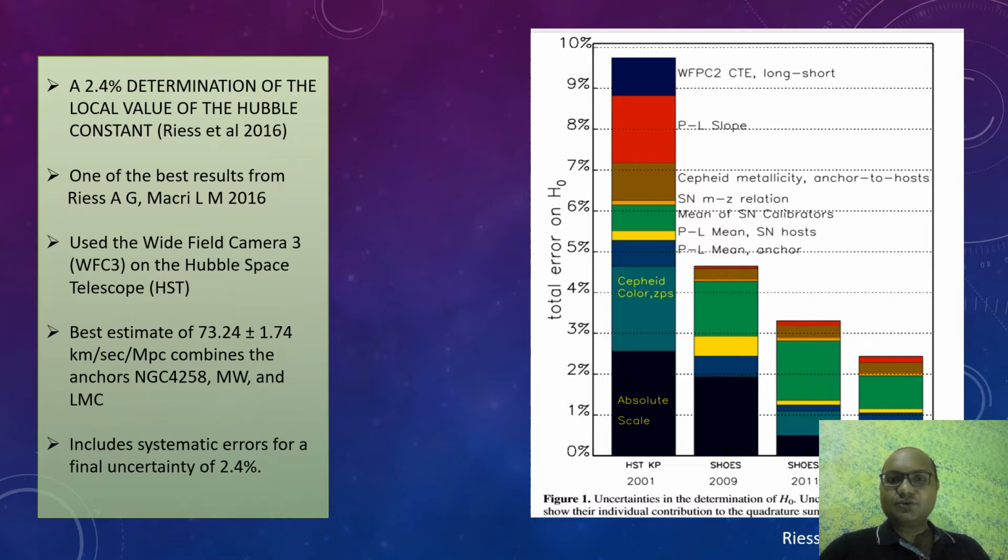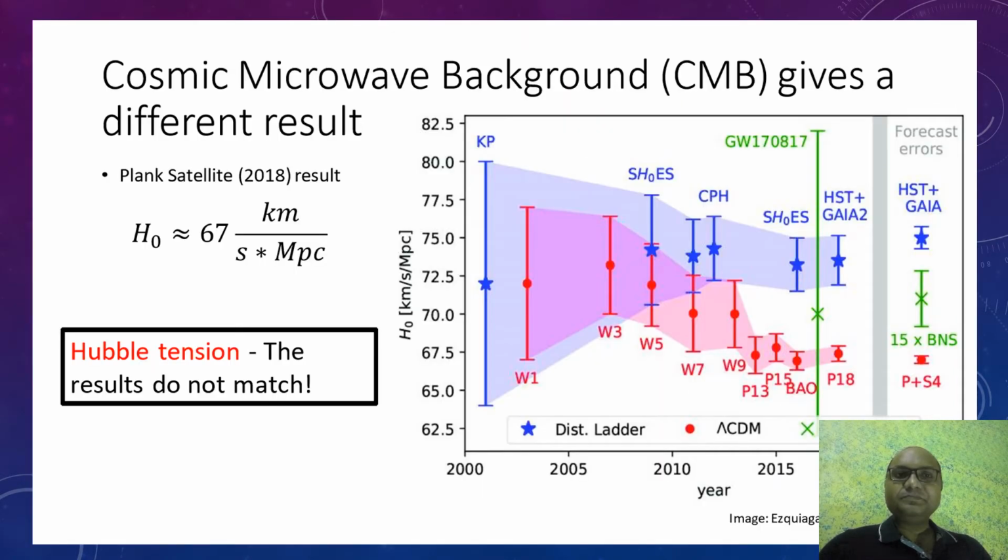The graph here shows that the uncertainties in determination of H0 have been reduced considerably from year to year, and now the best estimation from Riess et al. is a 2.4% determination of the local value of the Hubble constant, and it includes only systematic error for a final uncertainty of 2.4%. Then the cosmic microwave background gives a different result for the same constant, and the Planck satellite result in 2018 gives a value of nearly 67 km per second per megaparsec.